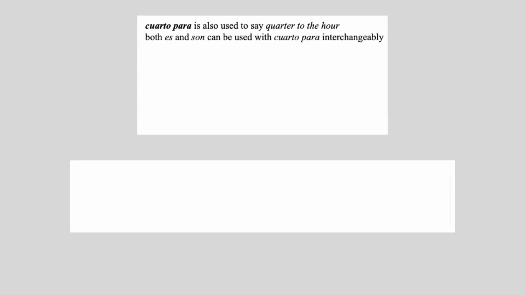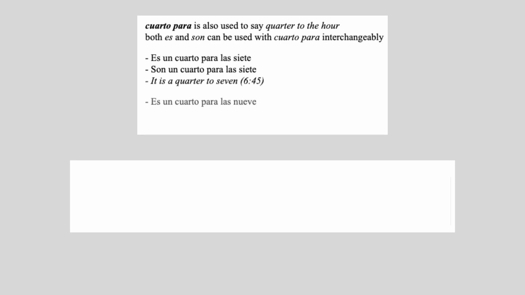Cuarto para is also used to say quarter to the hour, and both es and son can be used with cuarto para interchangeably. Es un cuarto para las 7. Son un cuarto para las 7. Es un cuarto para las 9. Son un cuarto para las 9.